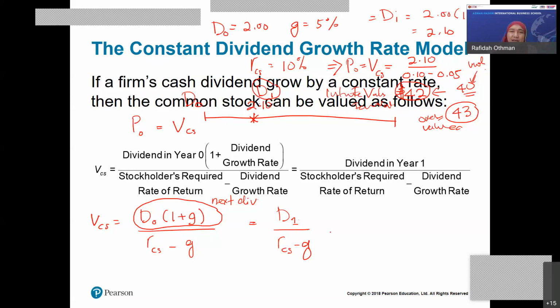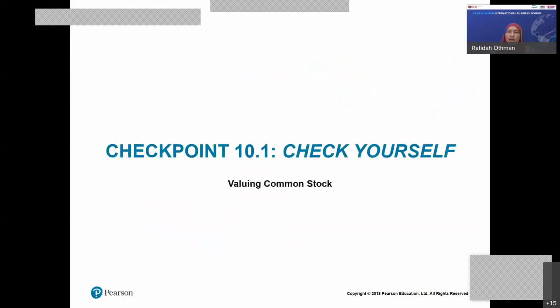Okay, so now let's deal with this formula. P0, or the value for common stock, equals D1 over (R minus G), right? So this is only formula-wise. How are you going to find R for common stock?